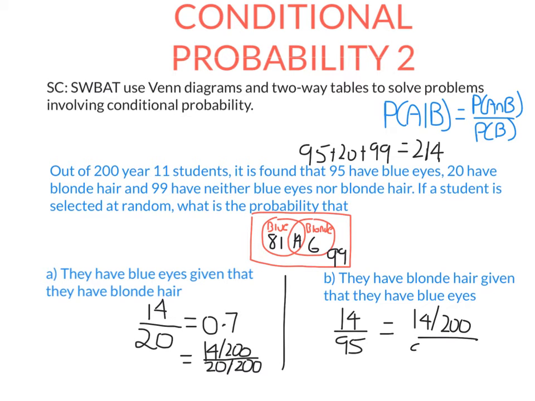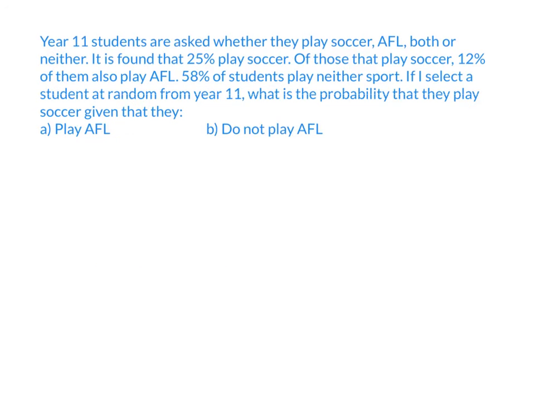The probability of blue eyes is 95 over 200. So either way, you get the answer. I don't mind. All right, let's look at a slightly harder question now. So let's try this question here.